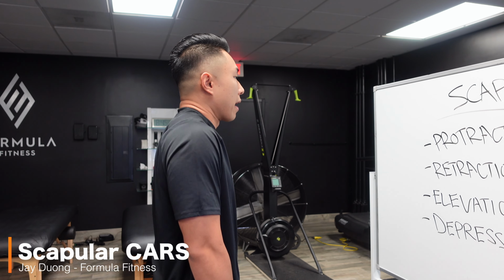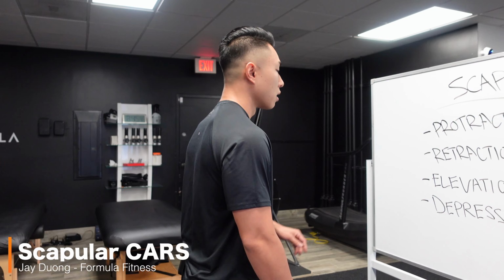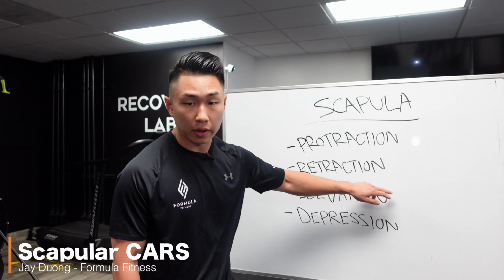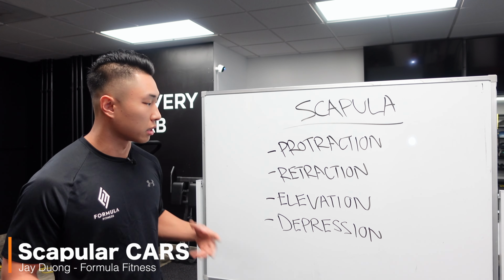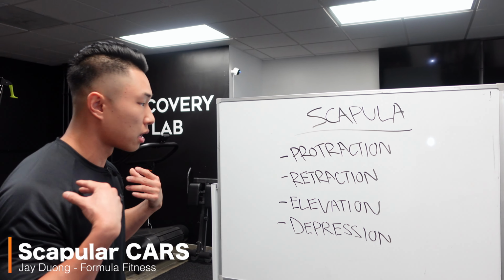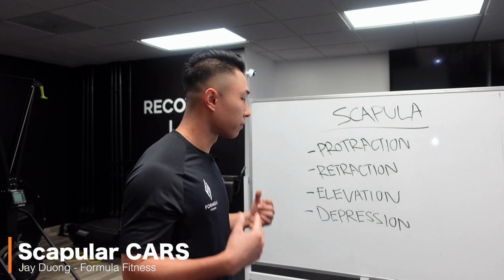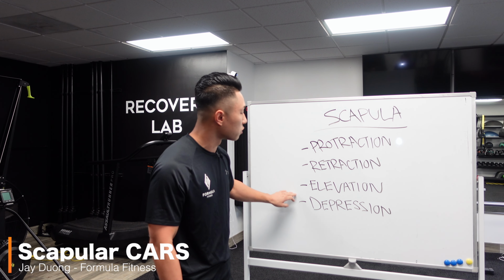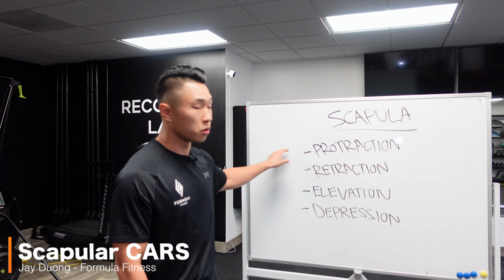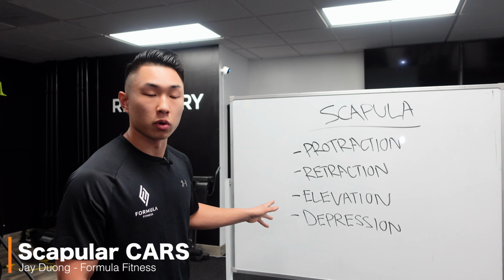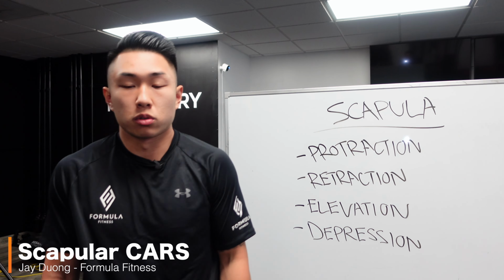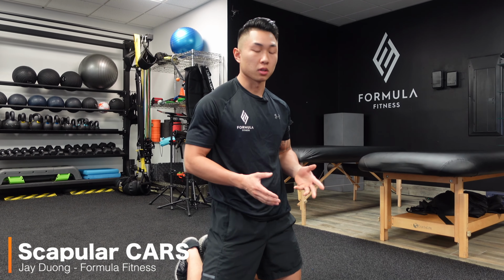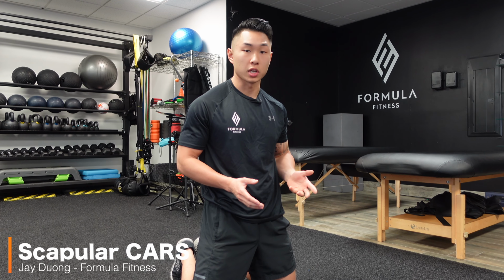elevation, and depression. Okay. Oftentimes, many people are in the elevated position of the scapula. That's because that can either be from high stress, our shoulders are close to the ear, okay? And then we are going to combine all four fundamental movements of the scapula to do a scapula CARs, or in other words, controlled articular rotation. Let's go ahead and start a demonstration of a scapula CARs.